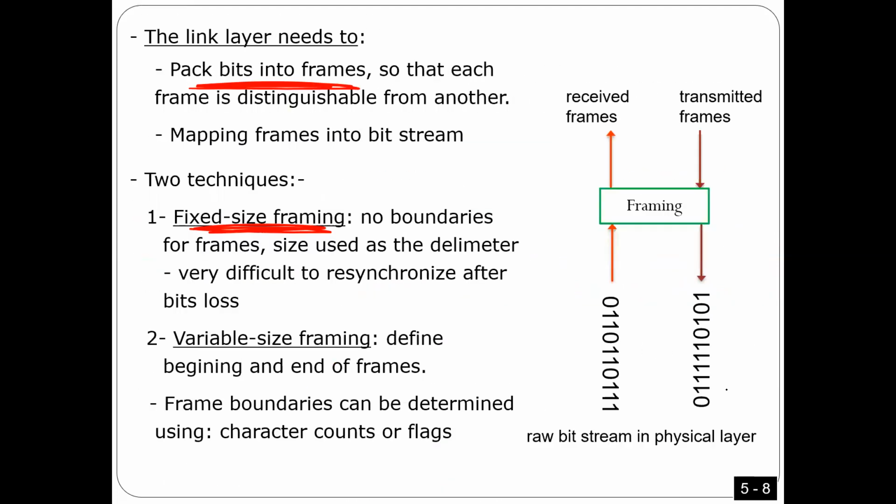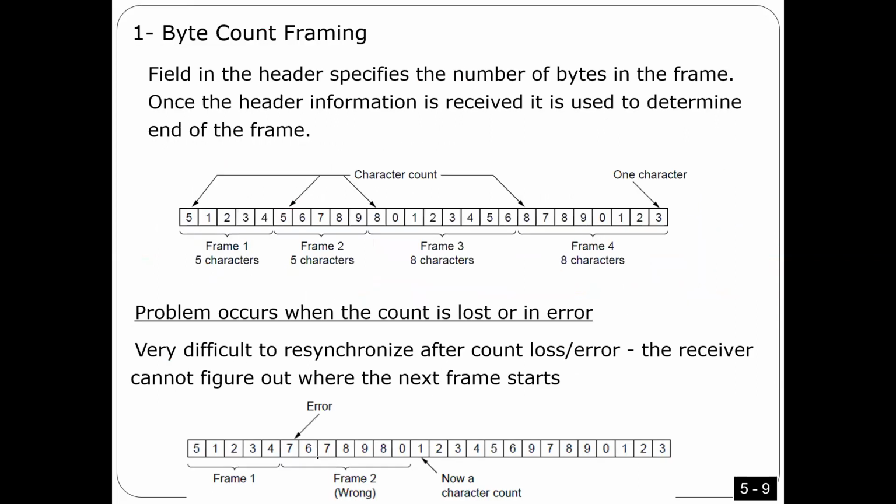Another idea: I can make it a variable size frame, so the size is variable. In this case, you can put the count in the header. For example, this is the header. In the header, I'm going to say this frame is 5. So 1, 2, 3, 4, 5, it's a frame. Next one, in the header, I'm going to say 5. 1, 2, 3, 4, 5, it's a frame. Here I'm going to say 8. 1, 2, 3, 4, 5, 6, 7, 8, and so on. You got what I'm saying?